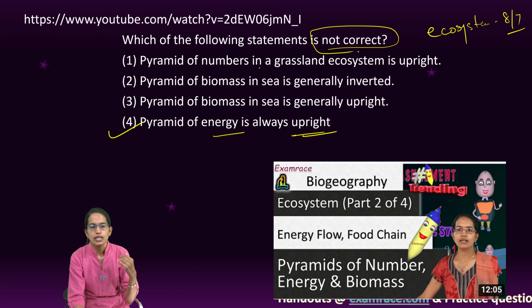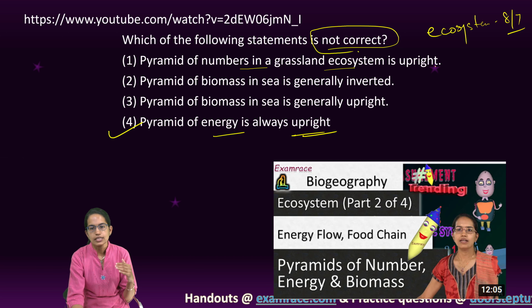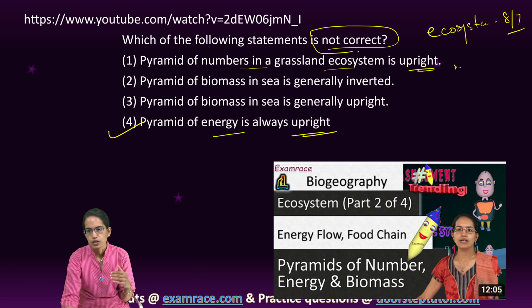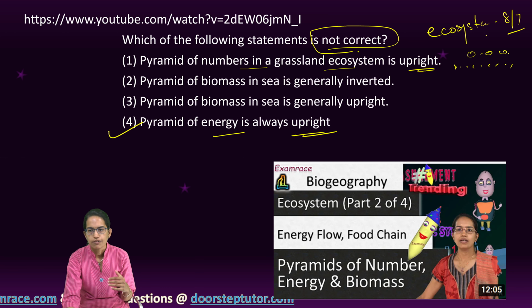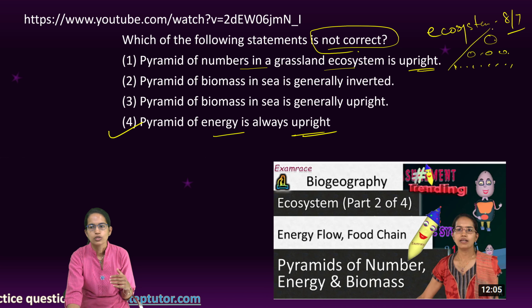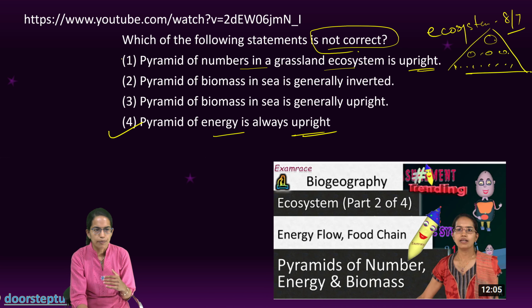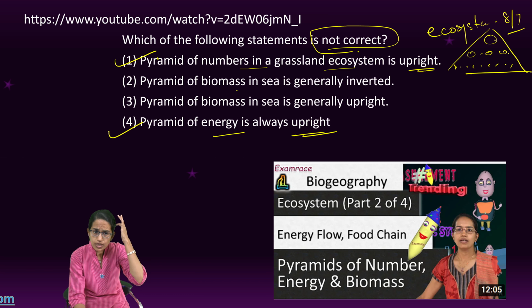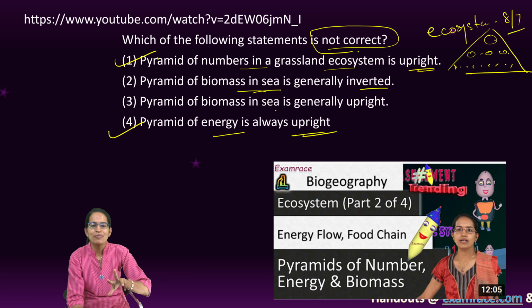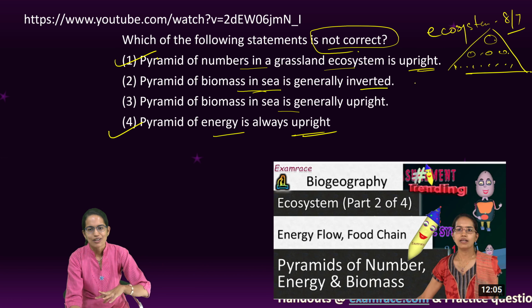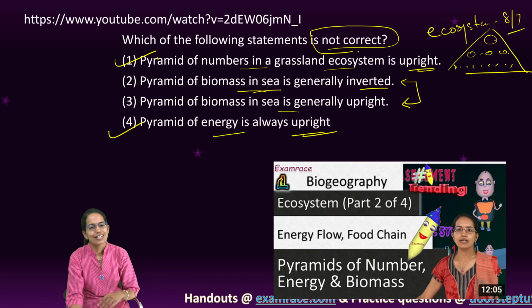Okay, the pyramid of number in a grassland ecosystem is upright because you have highest number of grass followed by less number of deer followed by very few lions, so the pyramid becomes upright, so again correct. The pyramid of biomass in the sea is inverted and the pyramid of biomass in the sea is upright. Now note, one of these could be the correct sentences.